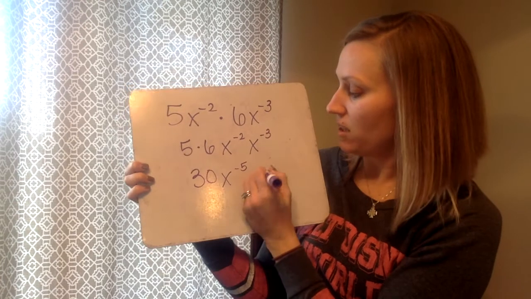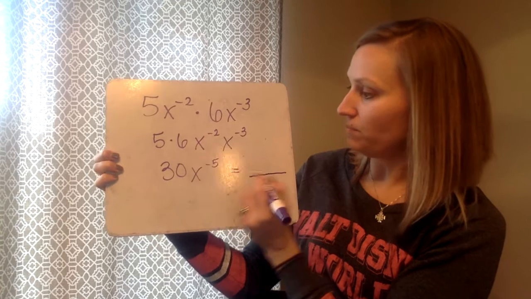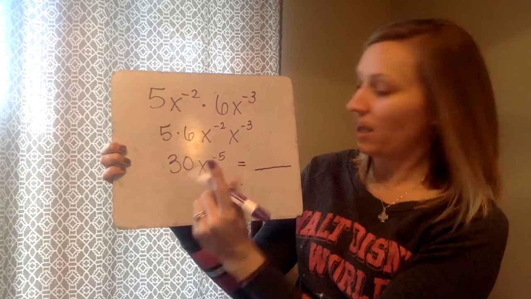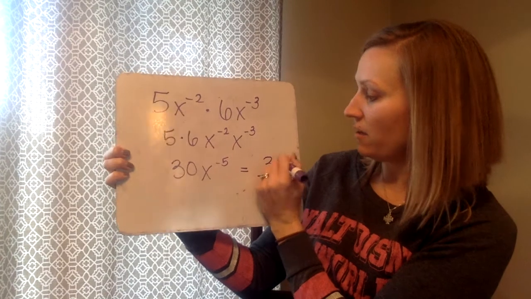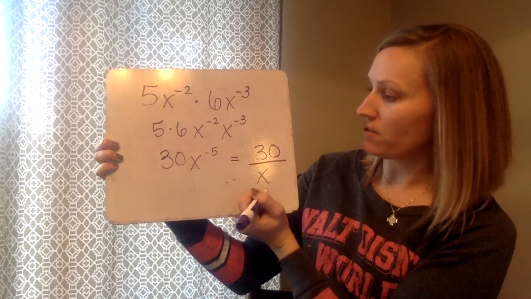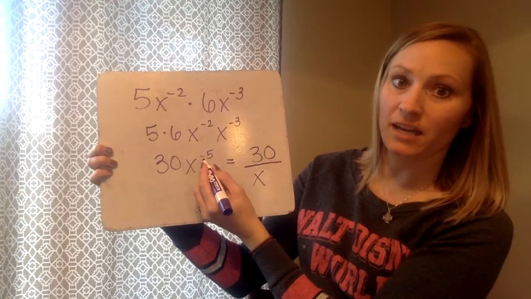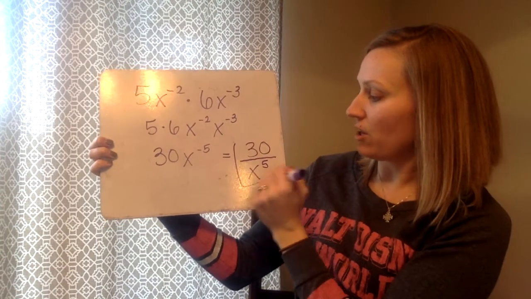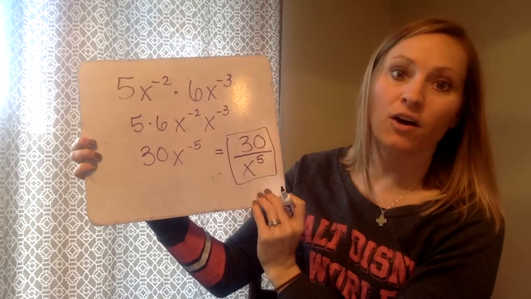So we're going to have to make this into a fraction. Here's my line. My 30 doesn't move. It does not have a negative exponent, so it stays there. But this x to the negative fifth has to cross this line, so it's got to come down to the bottom. And then we have to take that negative 5 and change the sign to a positive 5. So your answer is 30 over x to the fifth.